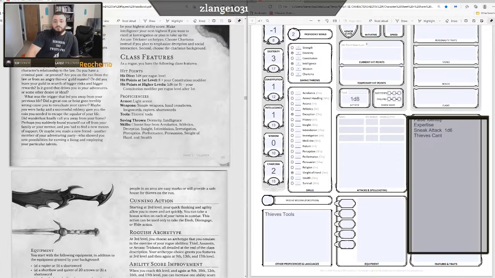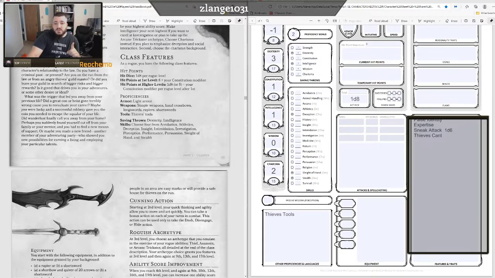So for our 4 skills, obviously, well, not obviously, for me personally, making a rogue character, I want to be proficient with stealth. Because stealth to a rogue is bread and butter. Stealth, stealth, stealth. So that's 1.